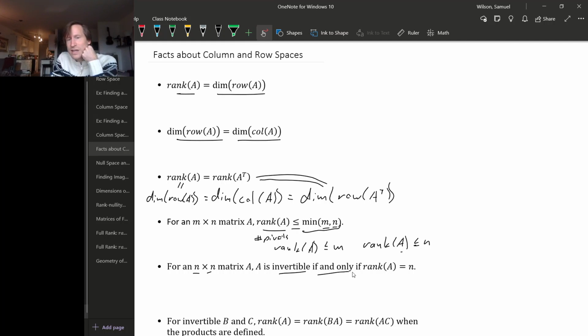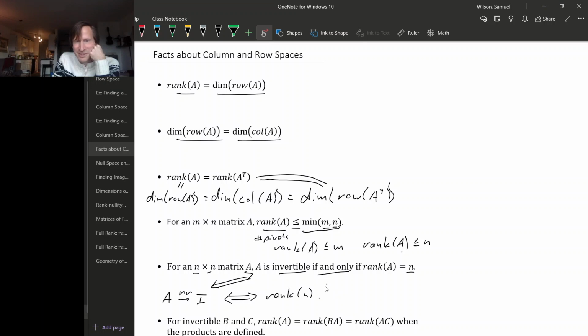All right, also, one more thing. If you have an n by n matrix, then it's invertible if and only if its rank is n. So if and only if means that if it's invertible, then its rank is n, and if its rank is n, then it's invertible. How could we prove this? Well, we already know that an n by n matrix is invertible if and only if A row reduces to the identity. But A row reduces to the identity if and only if its rank is n.